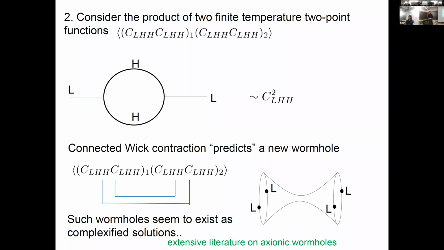And similarly, by just sticking together ETH-type things in a correlator, you predict the existence of a 2-sided wormhole with light operator insertions, which also seems to exist, although you need to complexify things, it's also a bit complicated. There's a large number of papers in this area, but it's an interesting prediction to work out and to also compute the actual numbers for this wormhole. So this is again a wormhole supported by matter, and to see whether it has the right magnitude as predicted by this simple ETH Wick contraction.